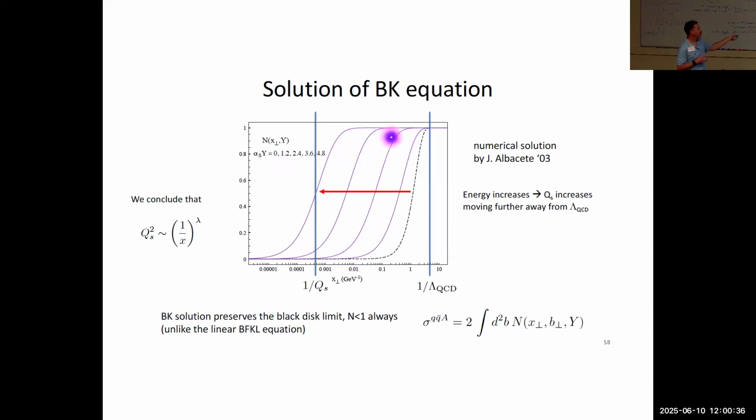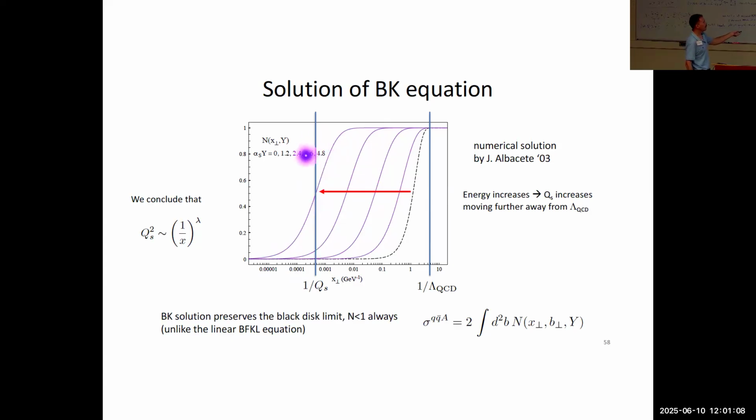And as he increases rapidity Y, by the way, rapidity is like a log of energy. So I should write it somewhere in a different color. So Y is sort of like log of energy. If you're not familiar with rapidity, you can also think of it as log 1 over x. So large energy means small x, means high rapidity Y variable. So as he increases the energy, the curve keeps creeping to the left.